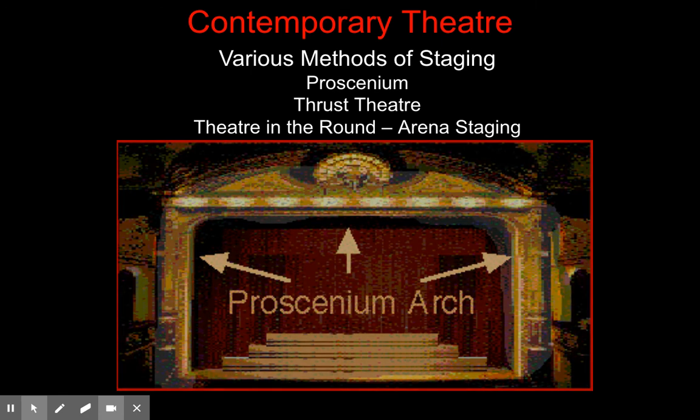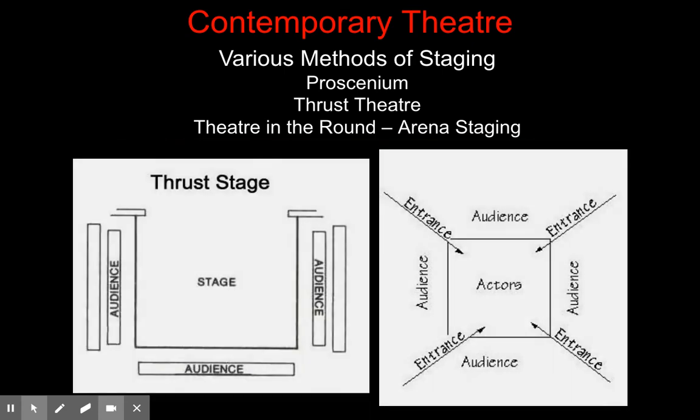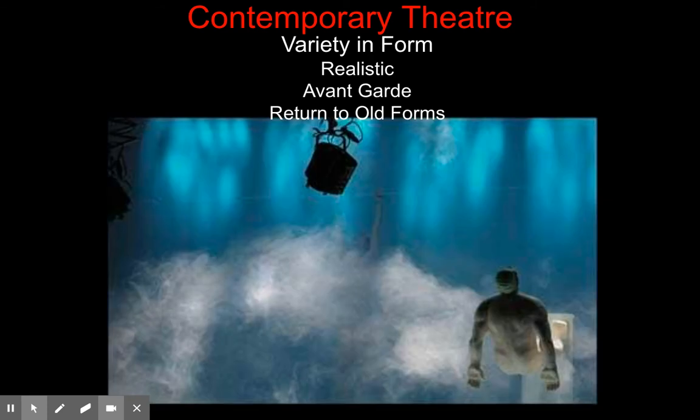So there's the proscenium stage, theater with their proscenium arches, the thrust stage, and the theater in the round. All of those have become more popular once again. But there's also avant-garde. There's realistic theater. We can see theater that is just like looking at a slice of life. We can see avant-garde theater.